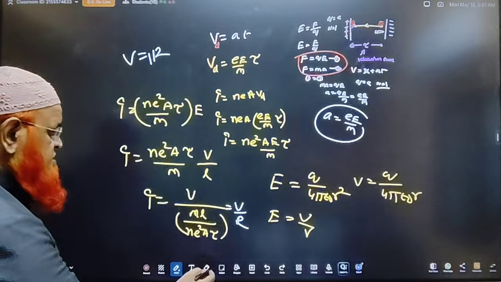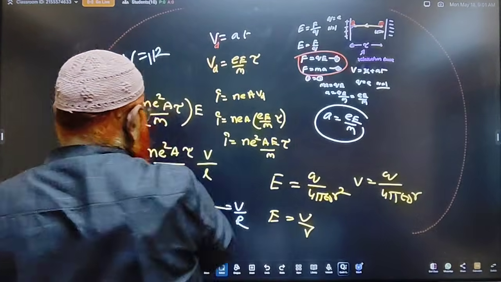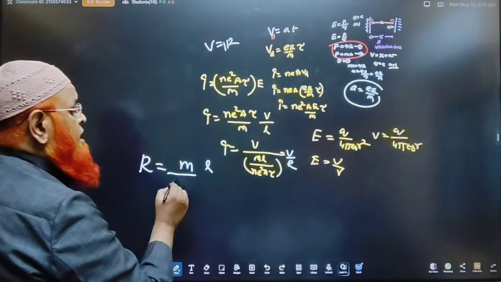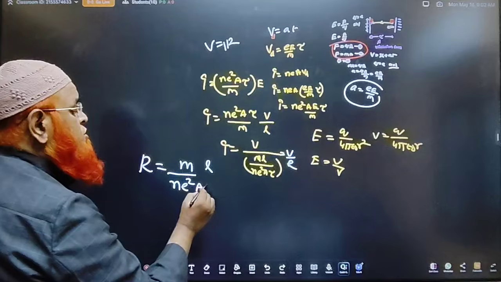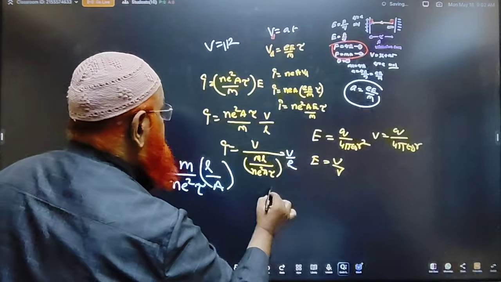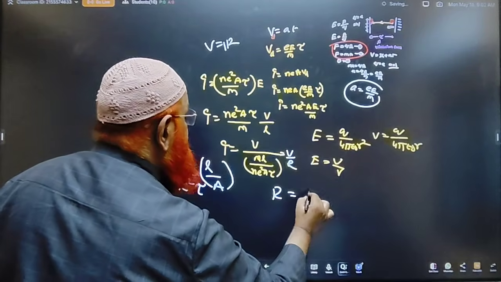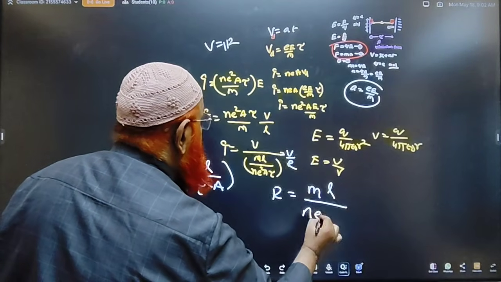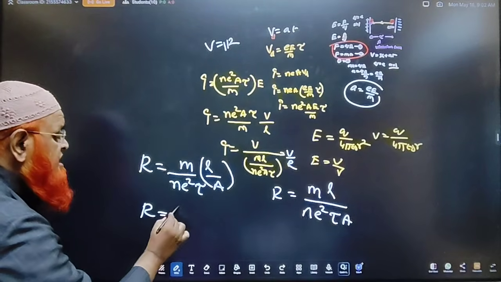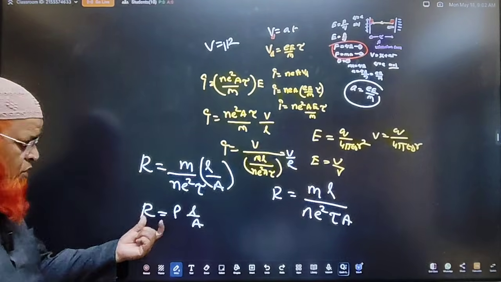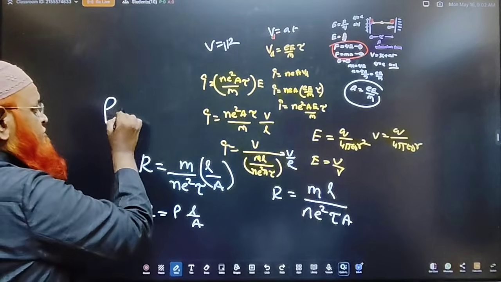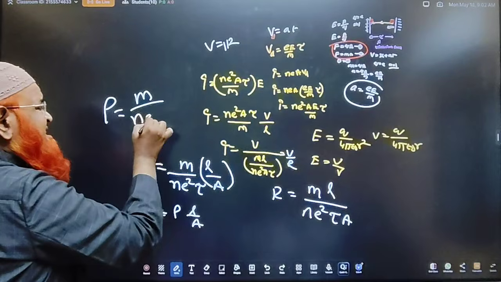That means what is the formula for R? Resistance R is m L by n e square A into tau. So A by V, L is outside. This is just like I is equal to V by R, R means m L by n e square tau into A. So I have taken L by A separately, and you also know R is equal to rho L by A. Rho is nothing but resistivity or specific resistance. Then what is the value of rho? Rho is nothing but m by n e square into tau.